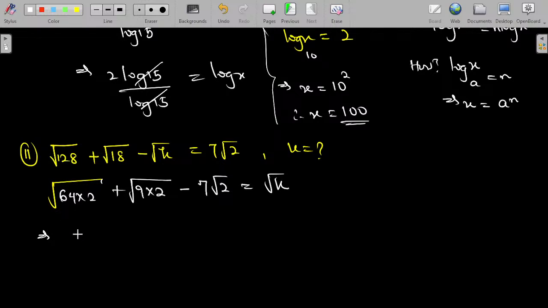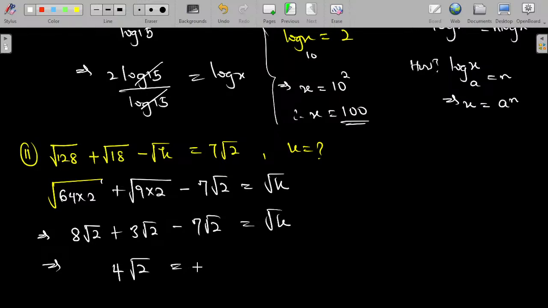If I take the root of 64, I'll get 8. That 8 comes out of the square root. Here I'll get 3. It comes out of the square root, and you have root 2. Immediately we can now do the sum and subtraction. 8 plus 3 is 11, minus 7 is 4 root 2, equal to the root of k.